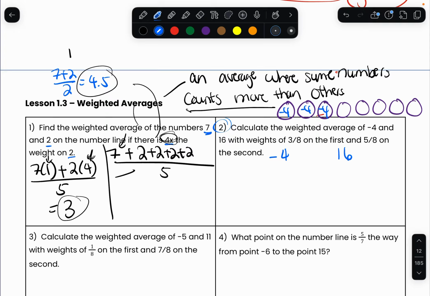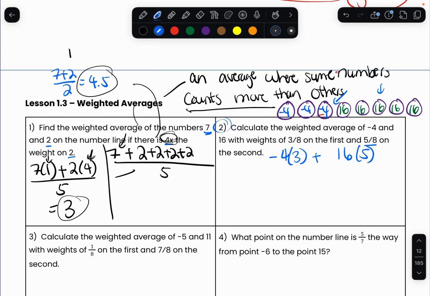Okay, now let's look at the second part. It says 5/8 on the second. What this means is that if I have 8 numbers, 5 of those 8 numbers are going to be 16. Did I say it wrong previously? I mean 16. Okay. Now, let's do our calculation. Well, -4 times by what? How many weights do I have on the -4? Well, it's 3. So I times it by 3. Well, how many weights do I have on the 16? Well, I have 5. So I times it by 5.